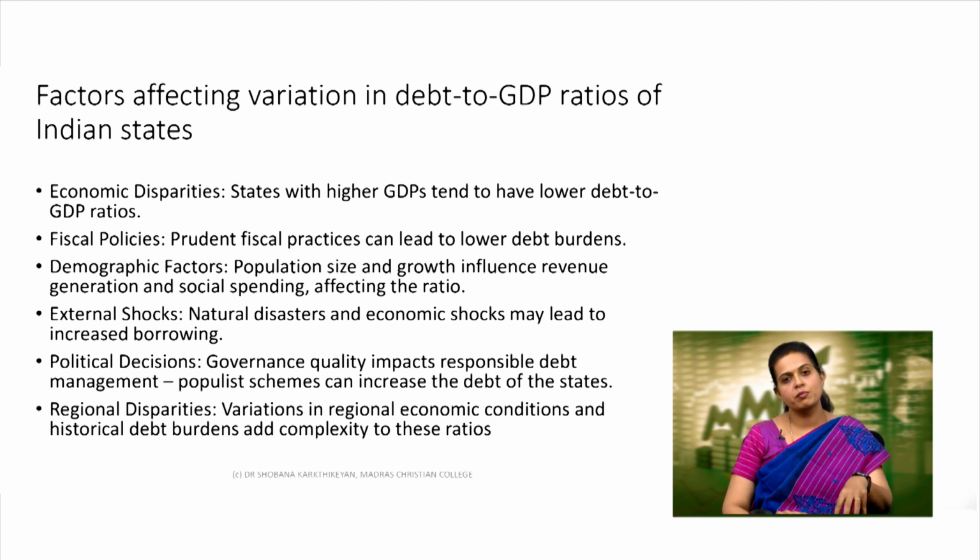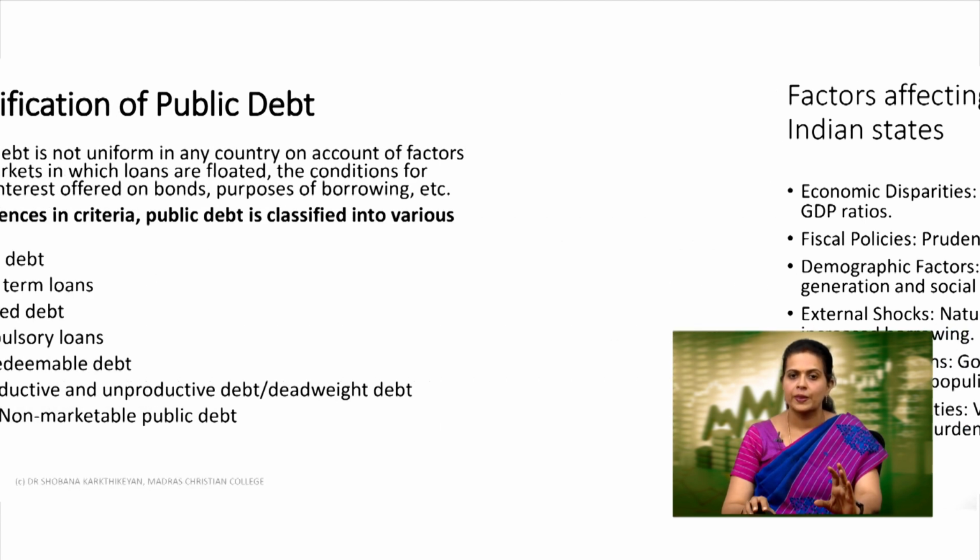So the next one is about regional disparities that states actually inherit from previous governments. Variations in regional economic conditions, historical debt burdens add to the already existing complexity of the situation. So this is something that has to be understood. What are the factors that affect variation in debt to GSDP ratios of various Indian states?